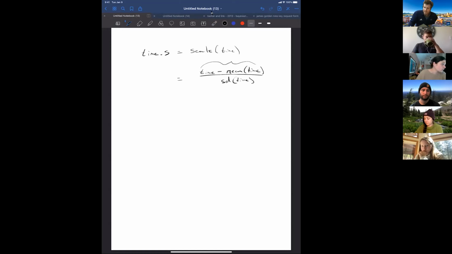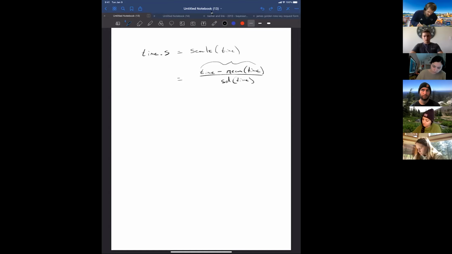This works when you have larger values. If you have really small values with a very small standard deviation, it can actually backfire, because when this standard deviation gets small, this whole equation gets very big. But for time, we're between 0 and 24, so it'll work for us.